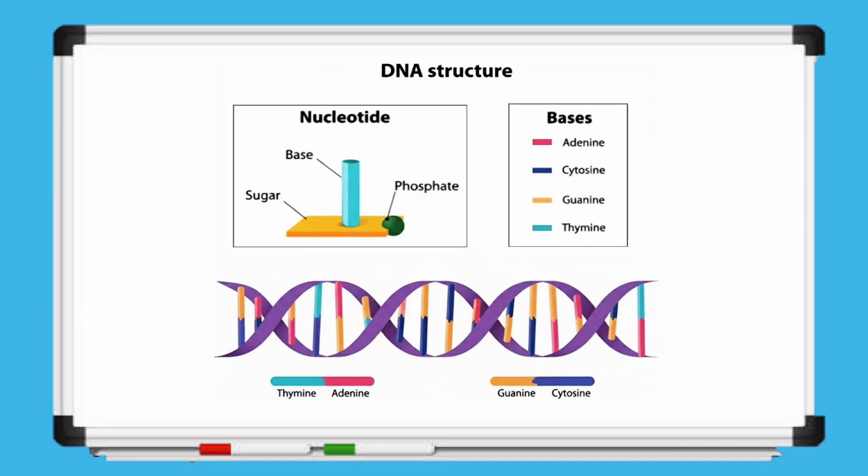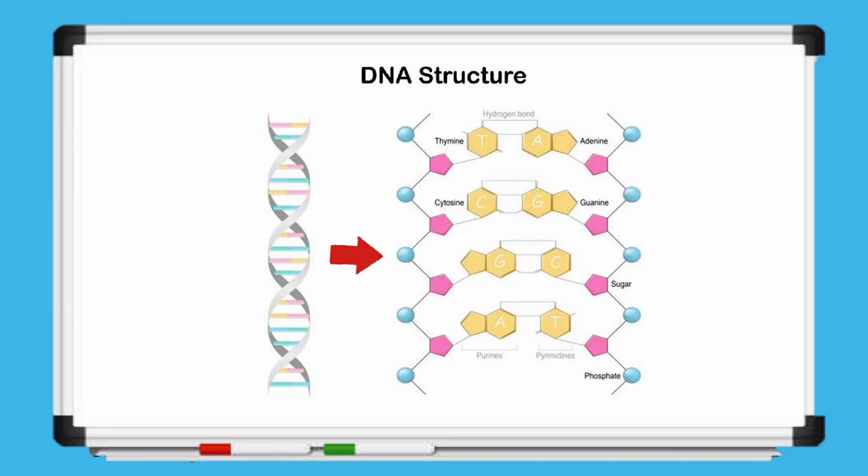The sides of this structure are made of the sugar-phosphate backbone, while the middle part consists of base pairs held together by bonds. This arrangement is known as complementary base pairing, where A always pairs with T and G always pairs with C. This DNA is often described as a ladder that is twisted into a spiral shape.